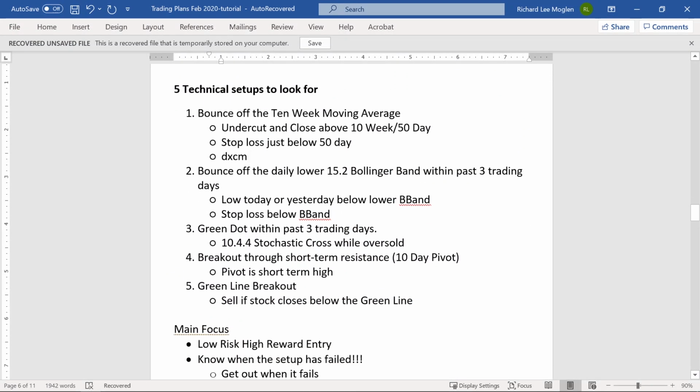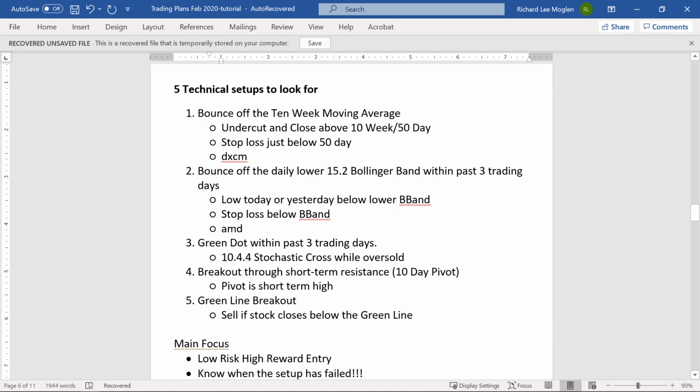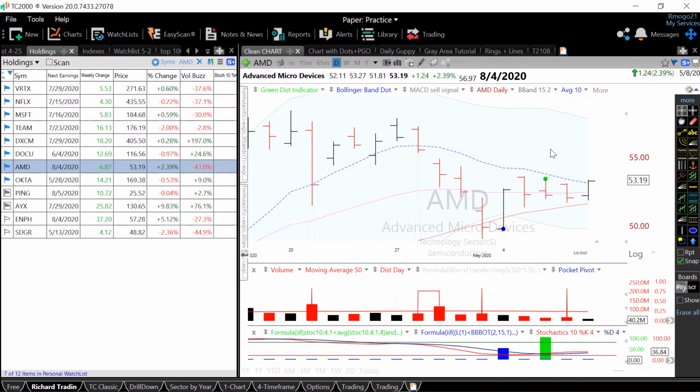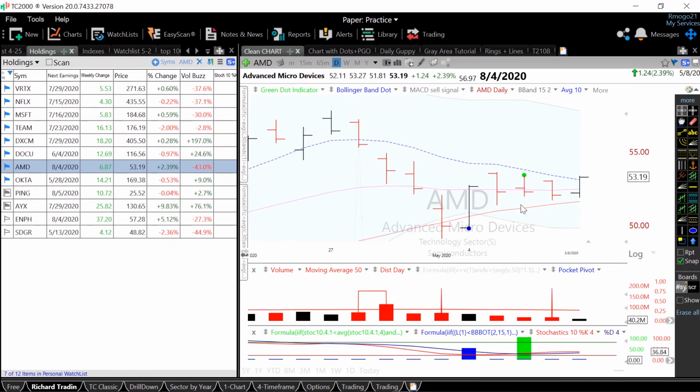And now let's talk about the bounce off the daily lower 15-2 Bollinger Band. The more I've become experienced with my trading, the more I found that these Bollinger Bands are very, very helpful. And for this setup, this is probably my favorite, along with the green dot. We're going to be taking a look at the AMD trade that I did just recently. So we don't really know if this is going to be successful or not, but it did get me a low risk entry where I know if the trade has failed.